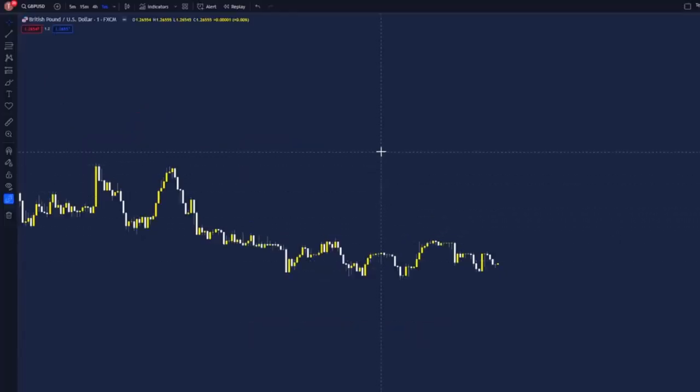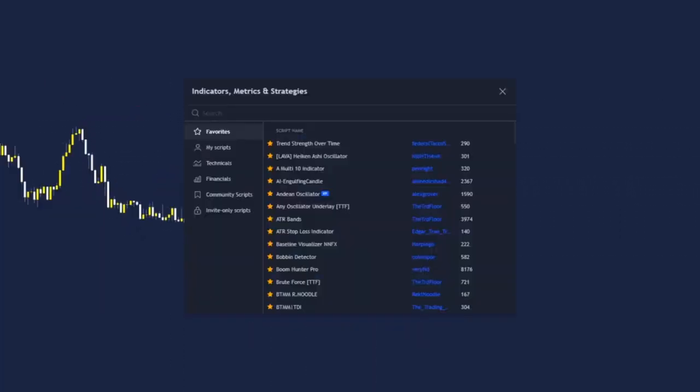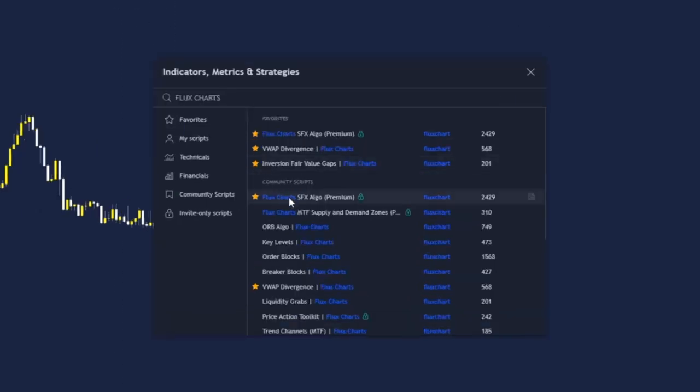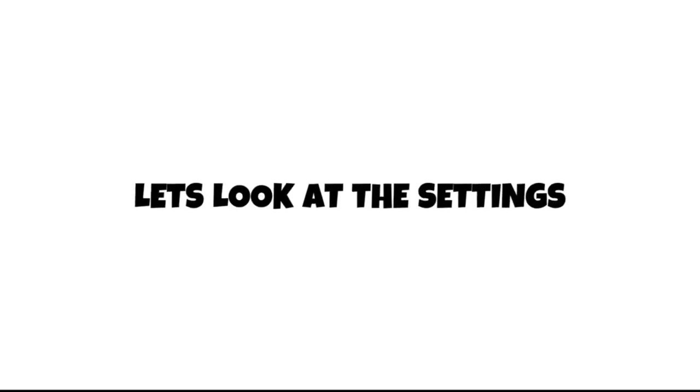Head up to the indicators at the top left, and all we need to do to find these indicators is to search FLUX CHARTS. They have created both of these amazing indicators, and today I will show you how to utilize their powerful algorithms. Once you've searched FLUX CHARTS, add these 2 indicators here. The first indicator is the SFX algo, and the second indicator is the MTF supply and demand zones. Add these 2 to your chart, and next let's look at the settings.